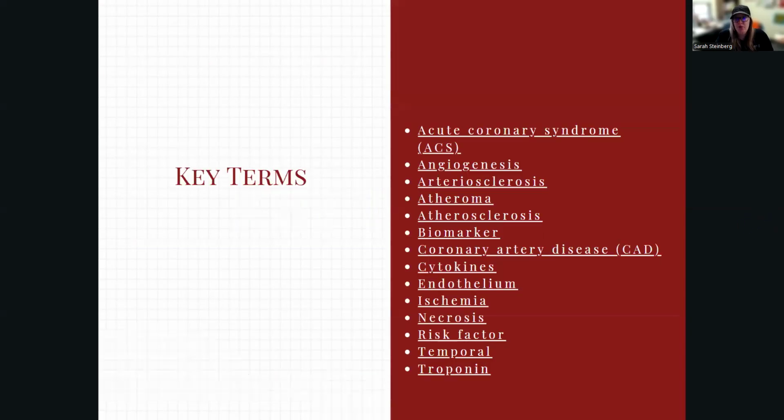So the key terms for this chapter are going to be acute coronary syndrome or ACS, angiogenesis, arteriosclerosis, atherosclerosis, biomarker, coronary artery disease or CAD, cytokines, endothelium, ischemia, necrosis, risk factor, temporal, and troponin.